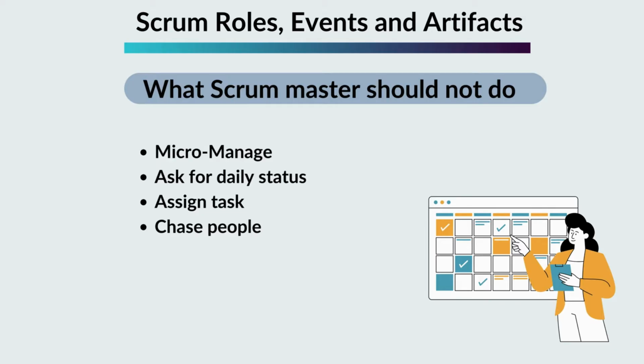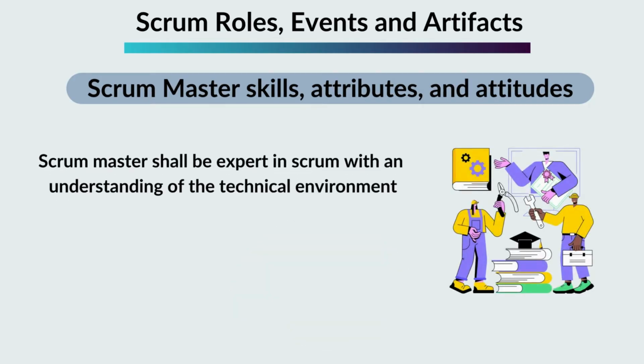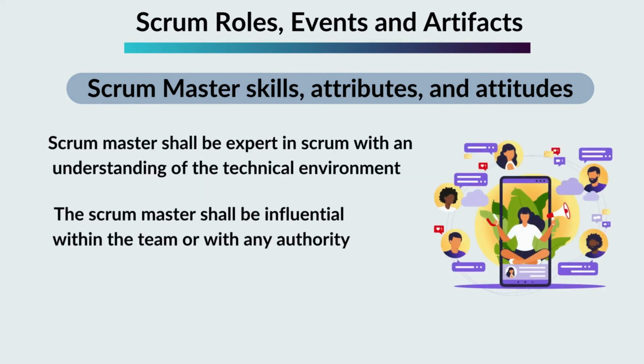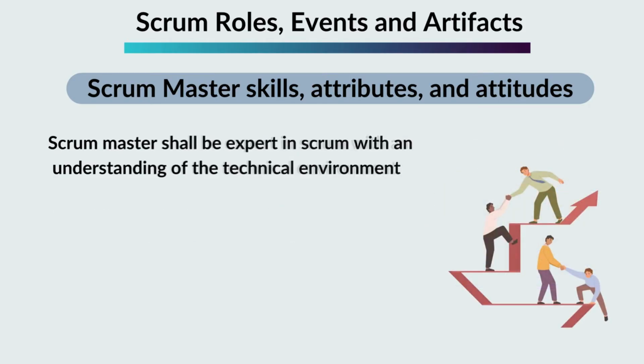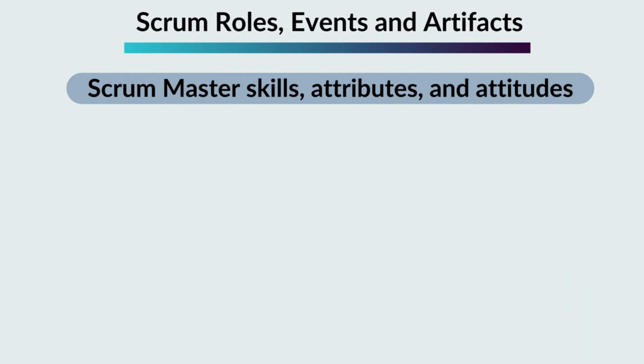Scrum Master skills, attributes, and attitudes. The Scrum Master shall be an expert in Scrum with an understanding of the technical environment. The Scrum Master shall be influential within the team or with any authority. He should be patient and ready to help the team, and should be collaborative in nature.